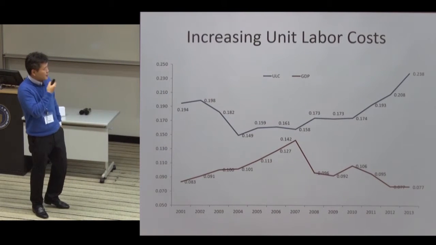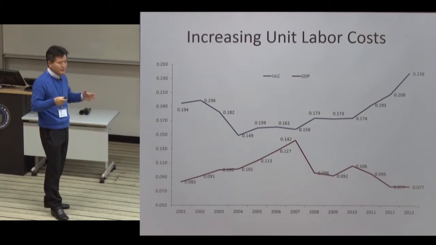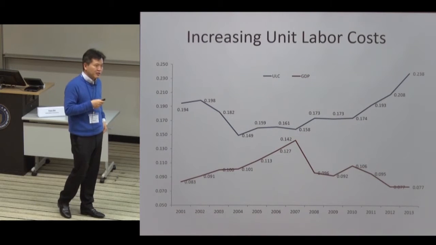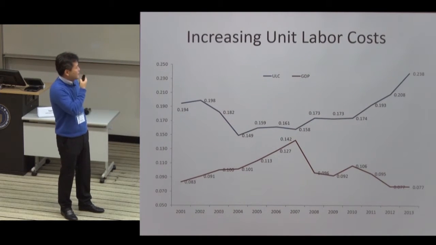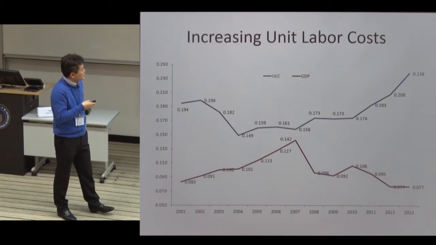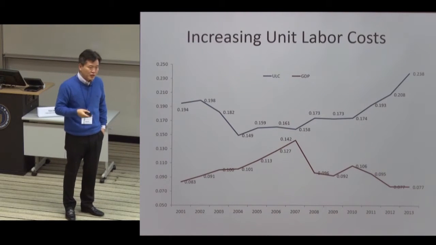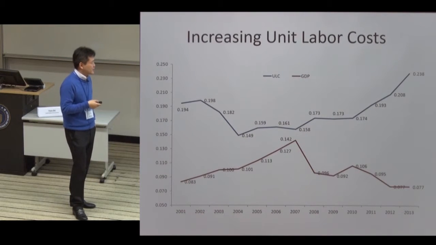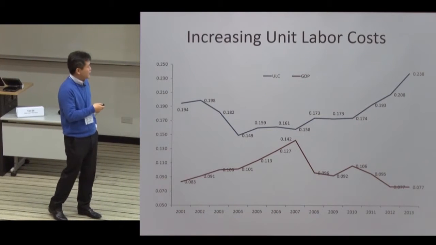So this is the picture. I calculated it based on different sources of data to show the trend of unit labor costs in manufacturing sectors. You can see that in recent years, because of the wage growth for unskilled workers, in particular in labor intensive sectors, the unit labor cost in China grows very fast.